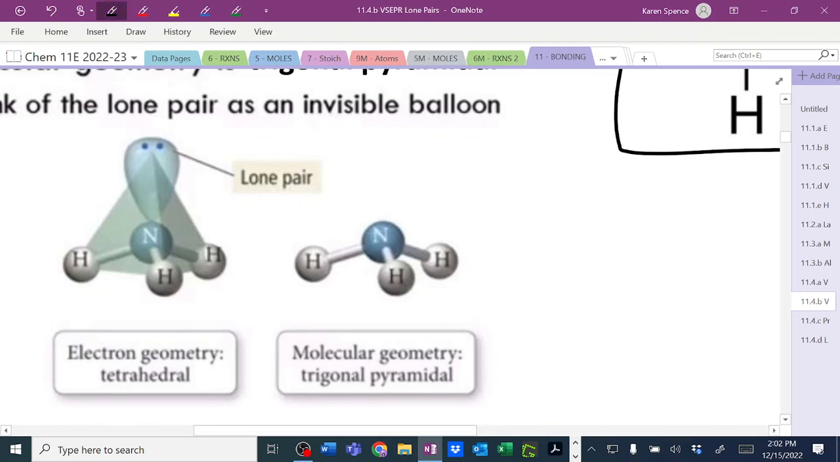So what we have here is a trigonal pyramid. But do we have 2 of them this time? No, we just have 1 of them. Okay, so we have this little pyramid back here. So this is trigonal pyramidal.